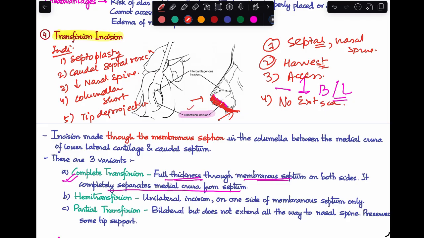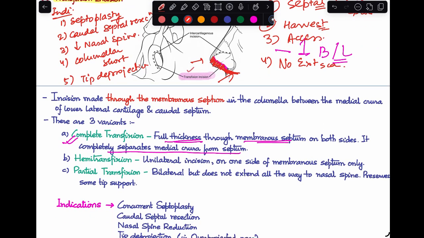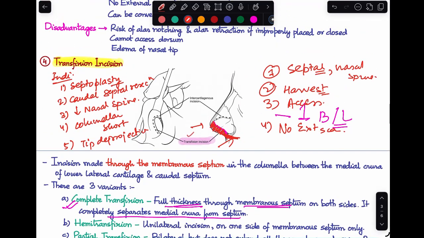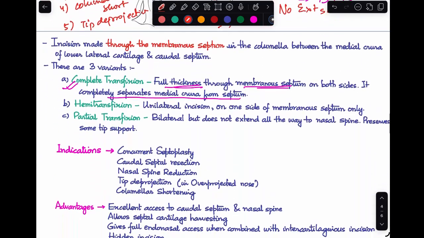Coming to disadvantages, if you give a complete transfixion incision, as I mentioned, then what happens? There can be a major problem in the tip support mechanism, and there can also be a risk of columellar retraction in this case. So that's about the transfixion incision.